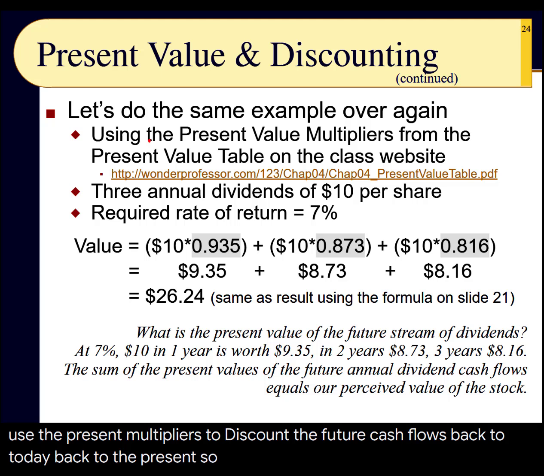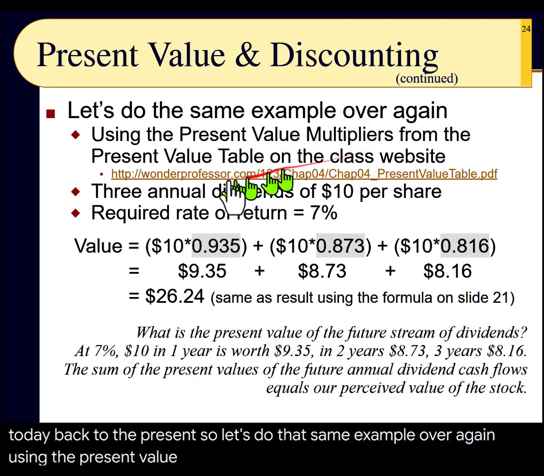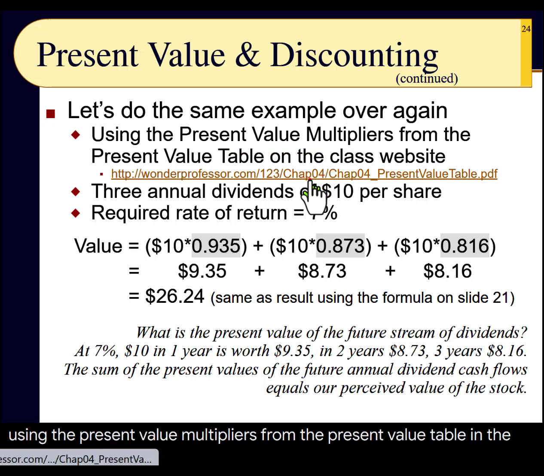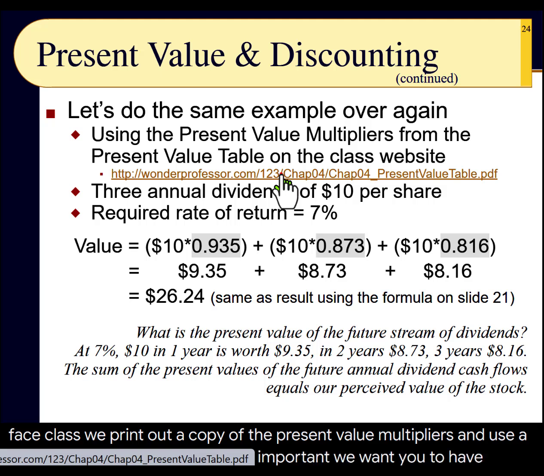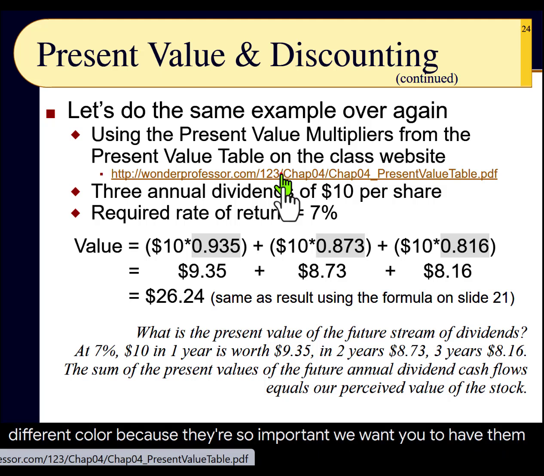So let's do that same example over again using the present value multipliers from the present value table on the class website. So hopefully you'll print this out. In the face-to-face class, we print out a copy of the present value multipliers and use a different color because they're so important. We want you to have them in your hot little hands when we do these problems.